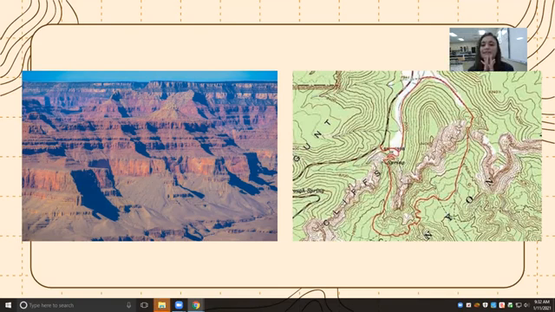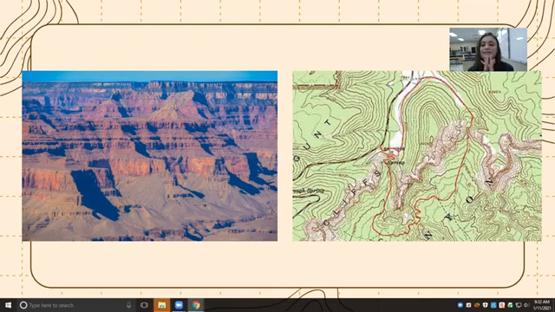And a topographic map uses these contour lines, which are these brown lines here, to visually represent those changes in elevation. So each one of these contour lines represents an area of the same elevation. So everything along this same contour line here has the same elevation, meaning it's the same height above sea level. So this is a topographic map, and topographic maps can show us amazing things about our Earth's surface.